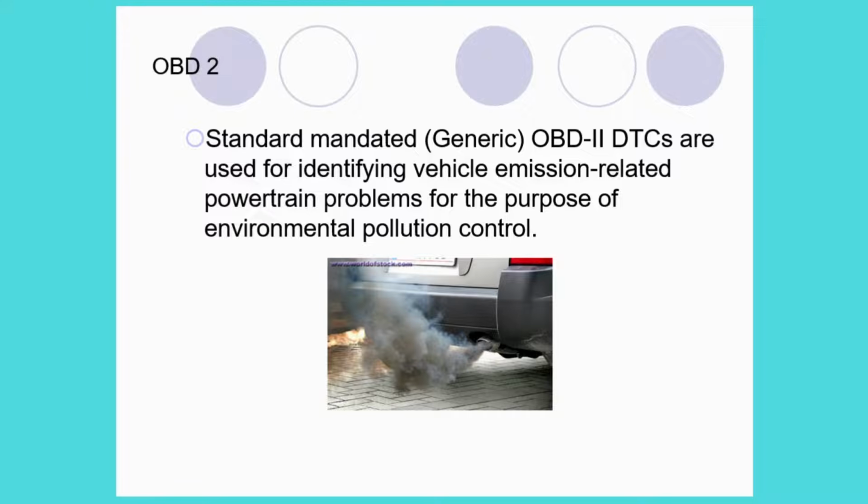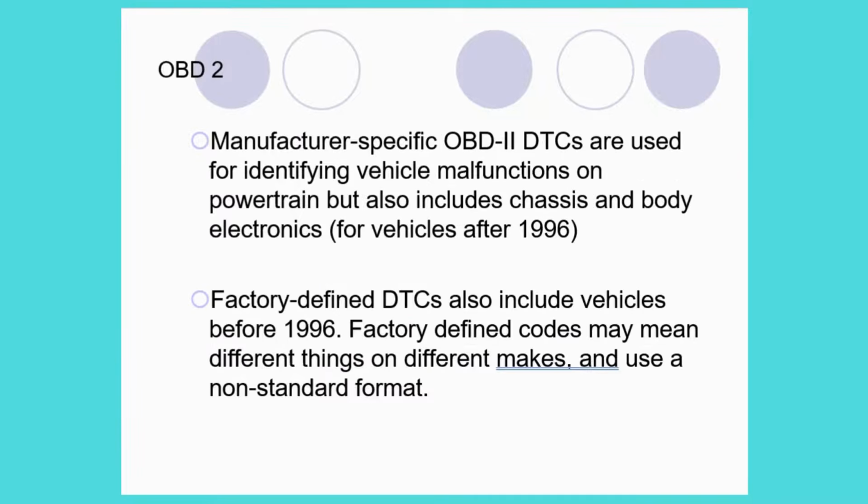Standard mandated or generic OBD2 trouble codes are used for identifying vehicle emission-related powertrain problems for the purpose of environmental pollution control. Note the use of the word powertrain, as this means engine only. Manufacturer-specific trouble codes are used for identifying vehicle malfunctions on powertrain, but also include chassis and body electronics. Factory-defined trouble codes include vehicles before 1996. Factory-defined codes may mean different things on different makes and use a non-standard format.